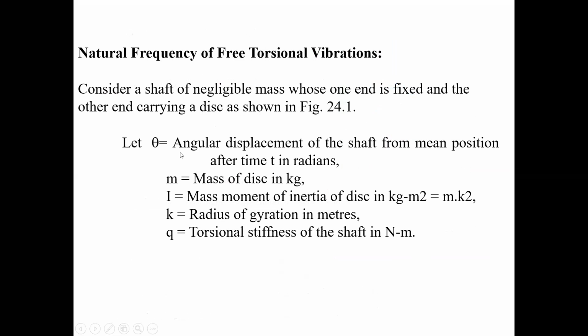Before deriving the natural frequency, let us know the symbol notations. Let theta equal the angular displacement of the shaft from the mean position after time t seconds. Small m is the mass of the disc, and I is the mass moment of inertia of the disc. k is the radius of gyration, and q represents the torsional stiffness of the shaft.